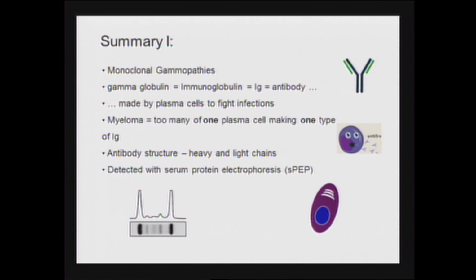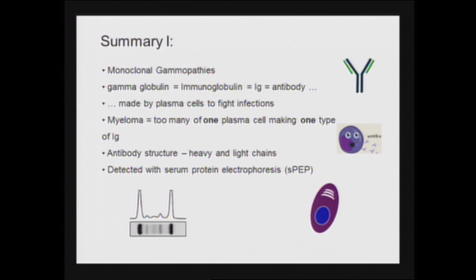To summarize, we went over monoclonal gammopathies, just by the name, gamma globulin. Remember that these four terms are really synonymous. They mean the same thing: gamma globulin, immunoglobulin, IG, abbreviated, and antibody. Kind of confusing. I know scientists are not very fun. They're made by plasma cells to fight infections normally. In myeloma, you have too many of one plasma cell.